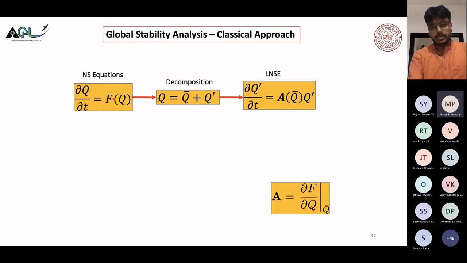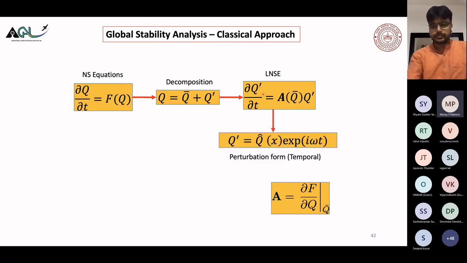Then when you put the perturbation into this Navier-Stokes equation, you have an equation called the linearized Navier-Stokes equation, right? Basically, q bar also supports this Navier-Stokes equation. You subtract this from here, and you have an equation in terms of the perturbation. The q prime is the perturbation here. Then you assume a form of the perturbation, which is basically a Fourier form, q hat times e to the power i omega t. If it's spatial, then it will be kx minus i omega t kind of thing.